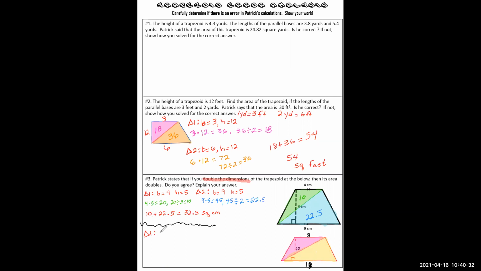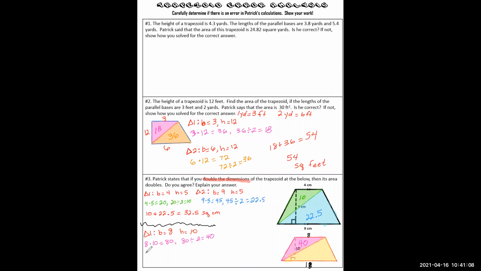So for triangle number 1, that's the pink one, what is the base? I see the base is now 8. And now the height, I see the height is now 10. And so if I do my base times height, that's 8 times 10 gives me 80. And now I need to divide that 80 by 2. And that gives me 40. So for this triangle, the area is 40.